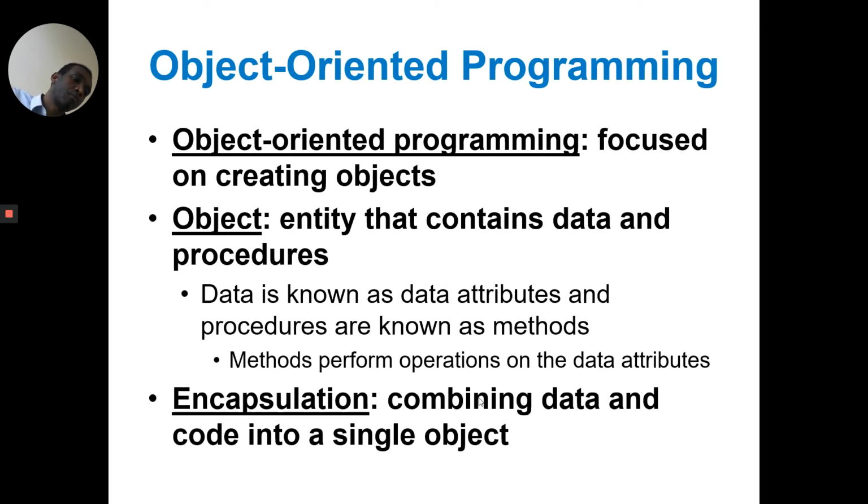And object-oriented programming is focused on creating objects. An object is an entity that contains data and procedures. Data is known as data attributes, and procedures are known as methods. Methods perform operations on the data attributes. Encapsulation is combining data and code into a single object.